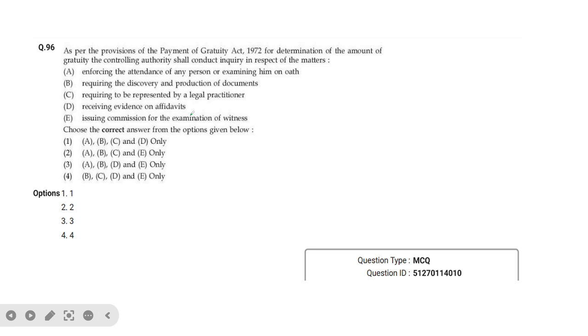Question number 96: as per the provisions of the Payment of Gratuity Act of 1972, for determination of the amount of gratuity, the controlling authority shall conduct inquiry in respect of which matters for determination of the amount of gratuity? So the answer is A, B, D and E. That is option number 3. For reference, you can see section 7, subsection 5. Okay. Determination of the amount of gratuity.